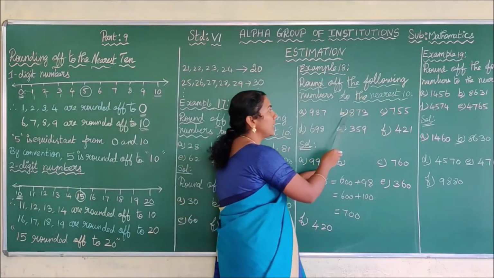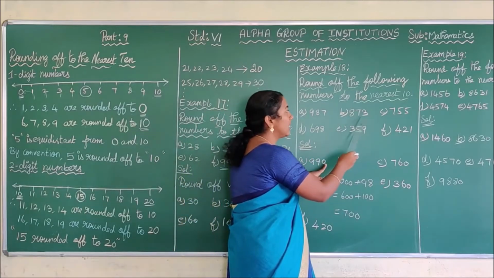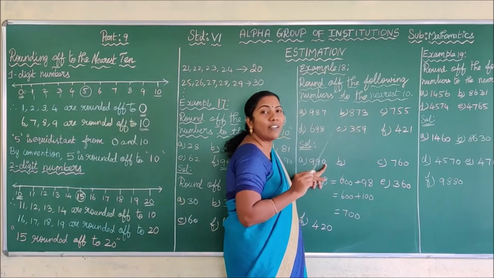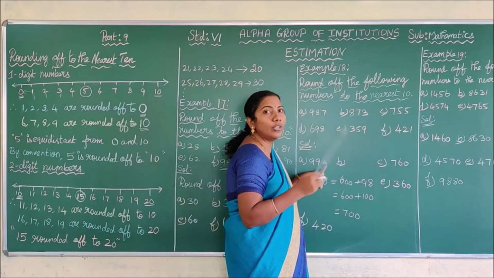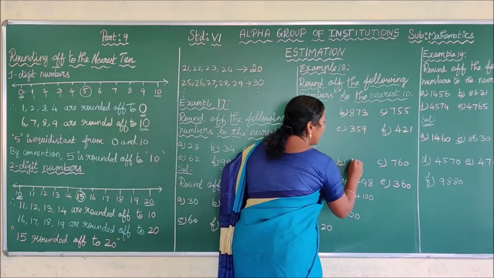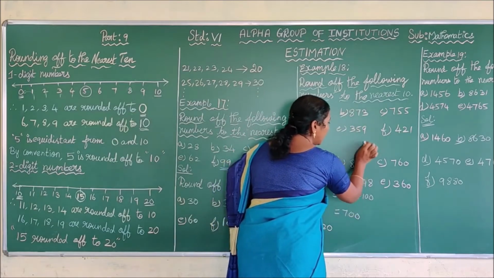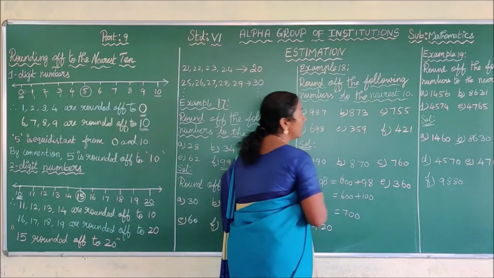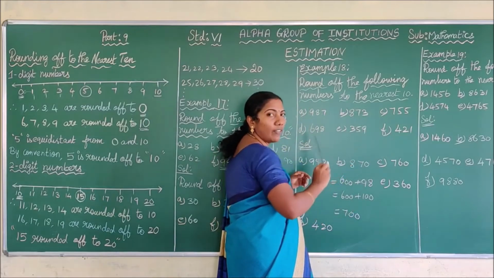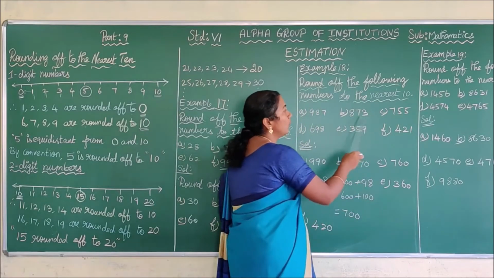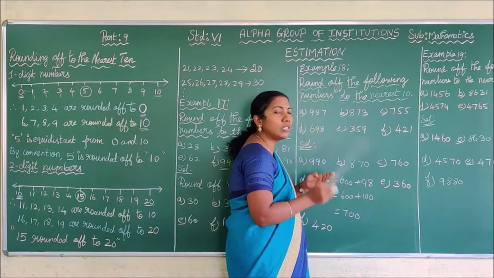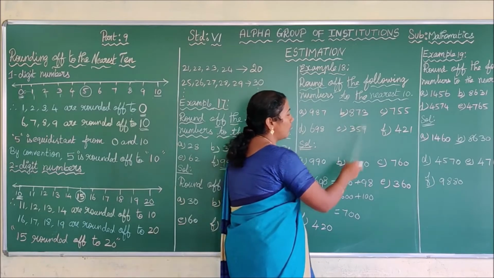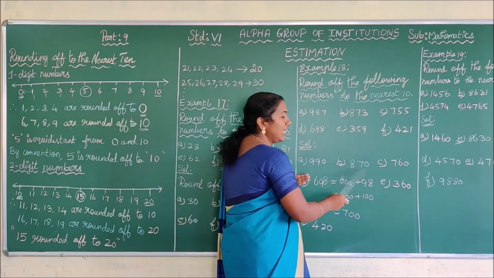See the B sum, 873. 73 lies between 70 and 80. So you have to round up the 73 to 80. So your answer is 870. Is it clear, children? 73 lies between 70 and 80. So 71, 72, 73, 74 are rounded down to 70. Thus 73 is rounded to 70. Thus your answer is 870.